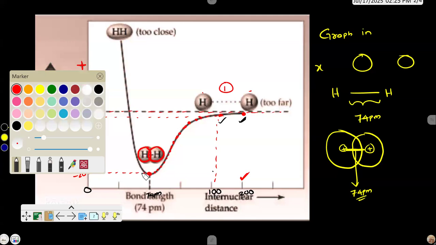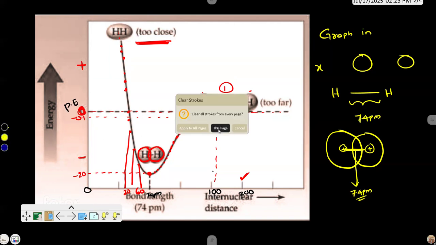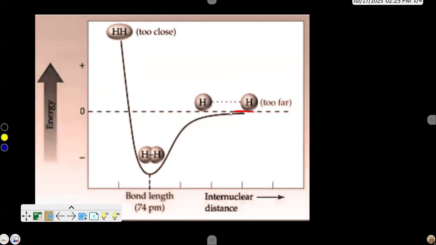So when it is less than 74 picometers, let us assume 60 picometers or 50 picometers or 30 picometers, the potential energy is continuously increasing and going towards infinity. So whenever they are very close to each other, the potential energy again increases. So our graph will look something like this. When they are far apart, the potential energy is zero, so it will be present on this line.